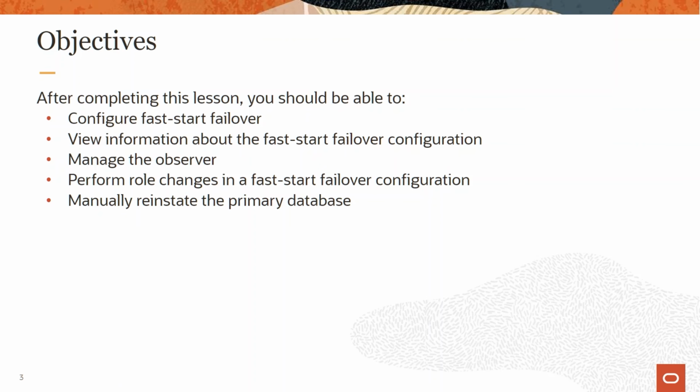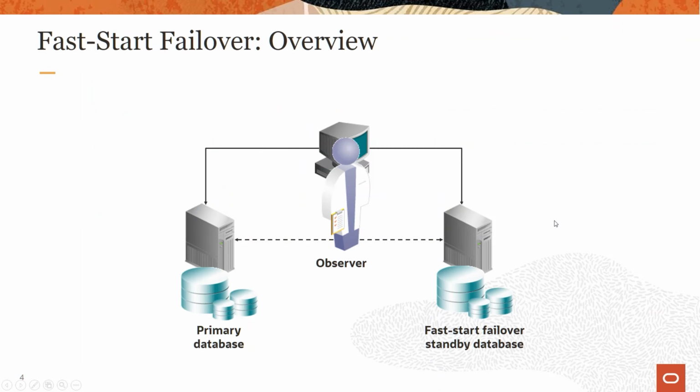And then we're going to perform role changes in a fast start failover configuration. And after fast start failover, we will also discuss how to reinstate the original primary database. Okay, so fast start failover. It is an automatic failover feature. So in order to use fast start failover, a target standby database must be defined.